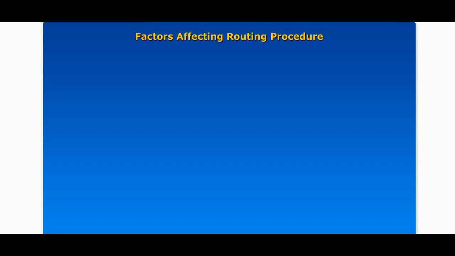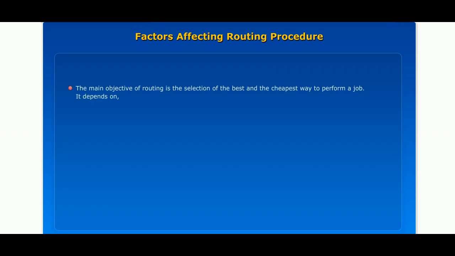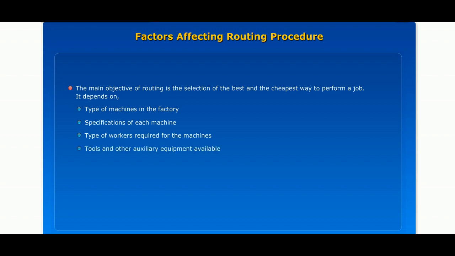Factors affecting routing procedure. The main objective of routing is the selection of the best and the cheapest way to perform a job. It depends on type of machines in the factory, specifications of each machine, type of workers required for the machines, tools and other auxiliary equipment available, efficiency of the workers, shape, size and number of components to be manufactured, place of work.